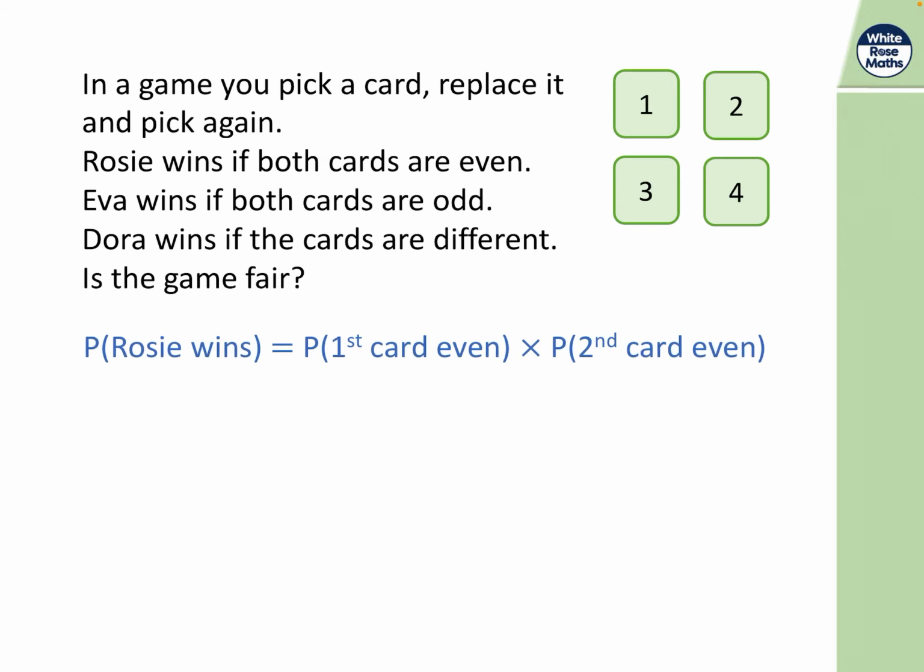So the probability that Rosie wins is the probability that the first card is even multiplied by the probability that the second card is even. There are 2 even cards out of 4 cards altogether, so the probability of an even card is a half, and that's repeated twice, so we multiply it by itself, or we square it. So the probability that Rosie wins is 1 over 4.